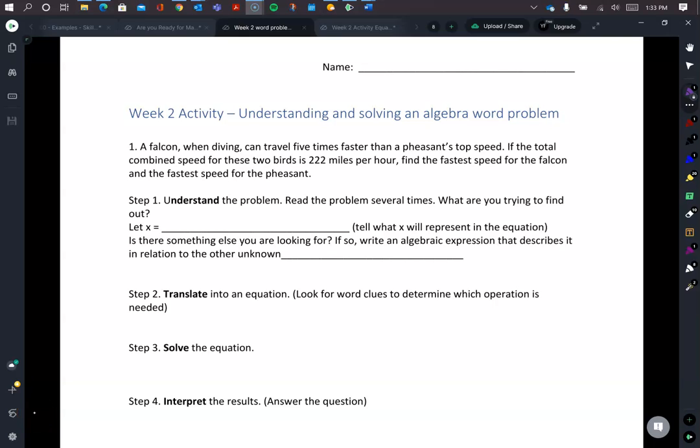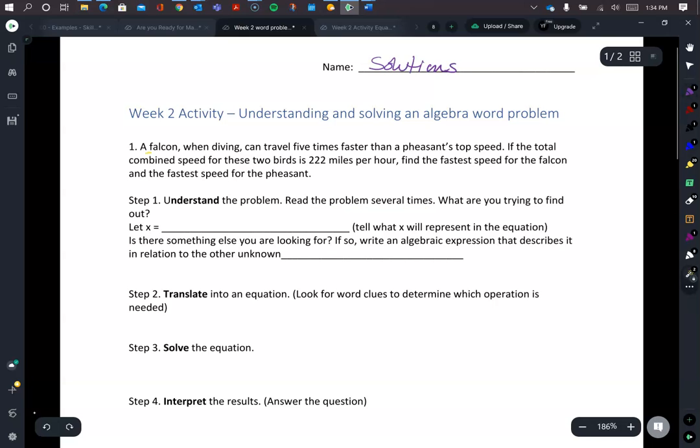Okay, this video goes along with part 2 of the week 2 activity for the Math 95-107 Clippers Math 107 class. So first we're going to look at how to set up word problems. We're going to read through the entire problem. That would be the first thing: read the problem several times.